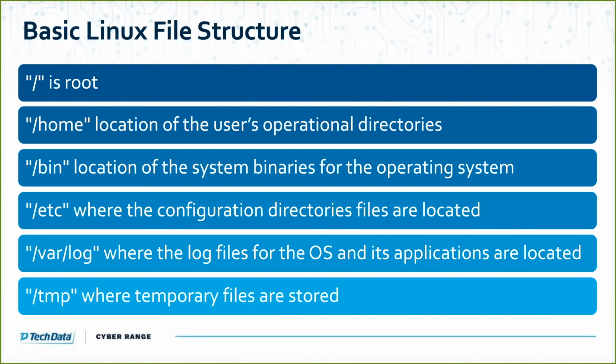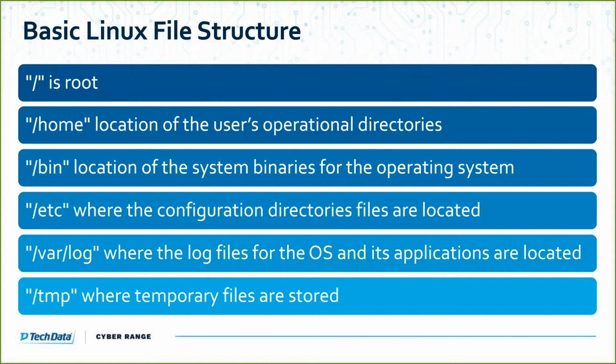The slash home location is where you're going to find all the users' operational directories. Slash bin is where all of the binaries for the operating system are going to reside. Slash etc is where the configuration files are located. So if you make any changes to your hosts file or your interfaces file for your networking, if you want to play around with any of that, that's where you'll find those files.